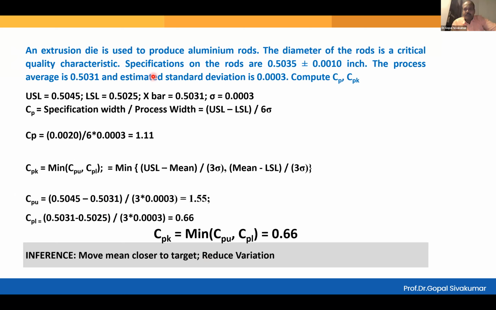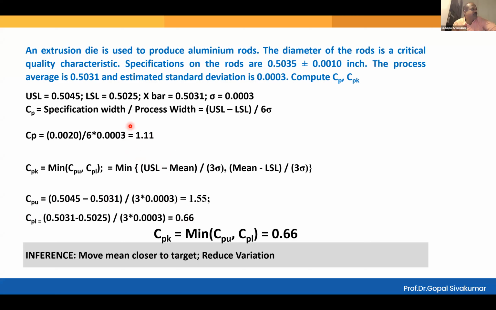Similar scenario. This time it is an extrusion die, aluminum rod. The specification is 0.5035 plus or minus 0.0010. USL and LSL are understood. Process average is 0.5031. Standard deviation 0.0003. Calculate Cp/Cpk. Same formula. Cp equal to 1.11, Cpk equal to 0.66. Now Cp of 1.11 means our requirement is 1.67 for a critical process. So consistency wise also there is a problem.